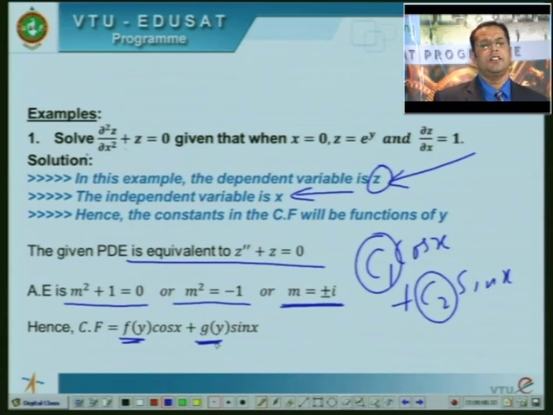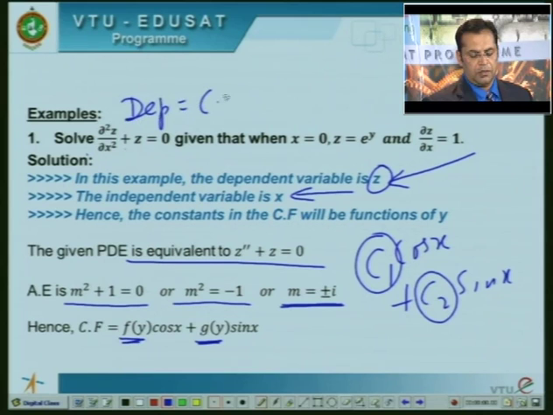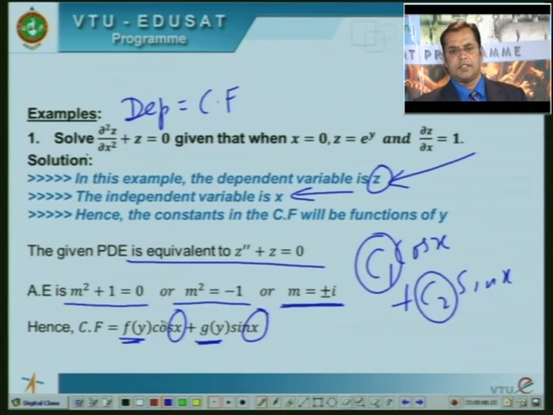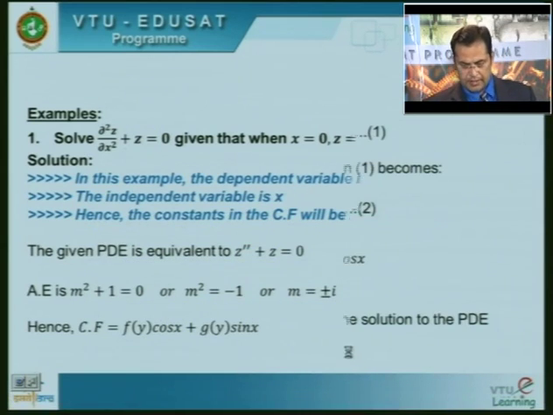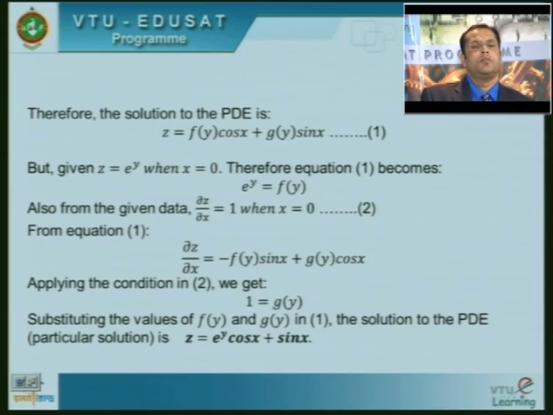So, what is the required solution? As we explained in our previous slide, the solution to the equation is dependent variable equal to CF, and clearly we said CF should be written in terms of the independent variable. That means these variables x. Complementary function should be written in terms of the independent variable. Here independent variable is x, and the solution to this PDE will be z equal to CF just now written, which is f(y) cos x + g(y) sin x.